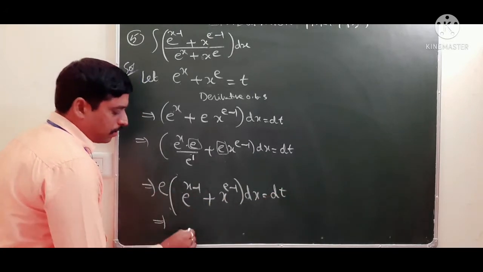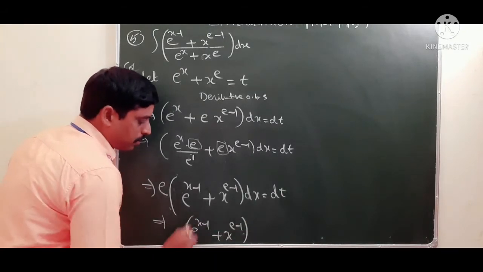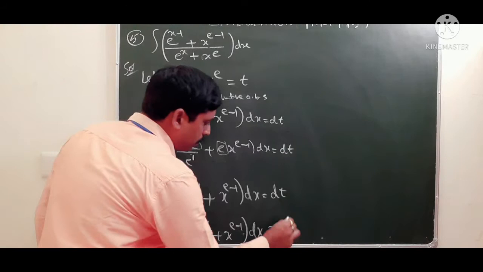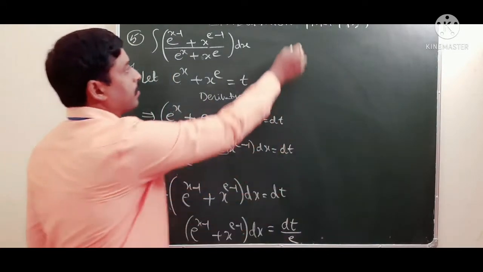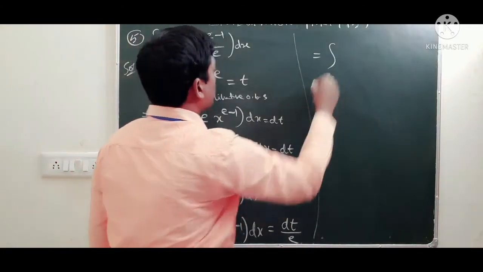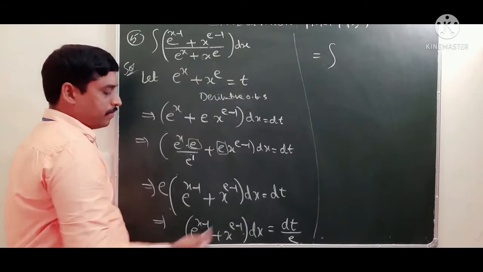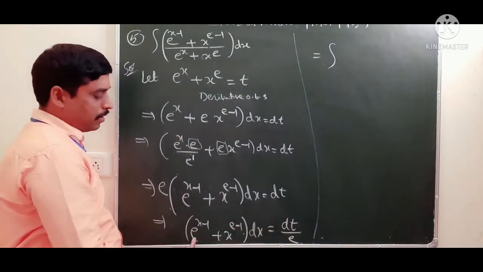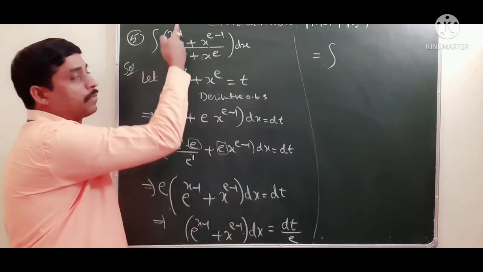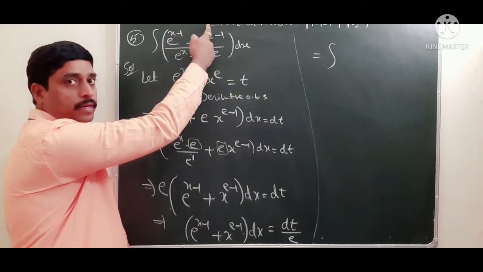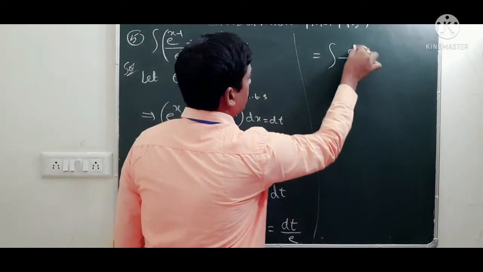Therefore, e to the power x minus 1 plus x to the power e minus 1 dx is equal to dt by e. In the integral, if the denominator is t, then the numerator will be dt by e.